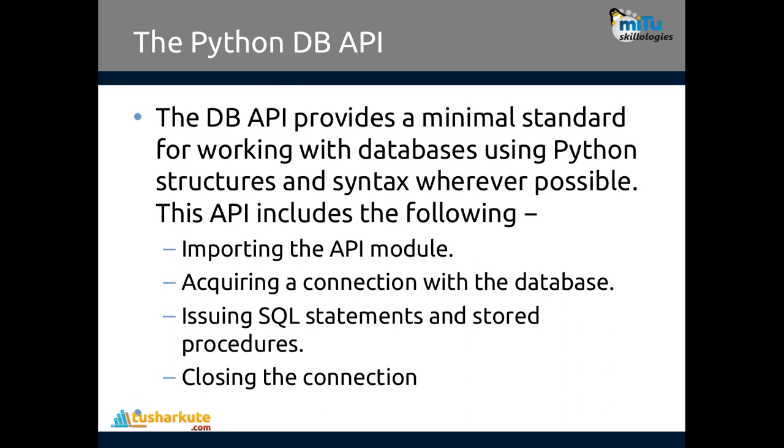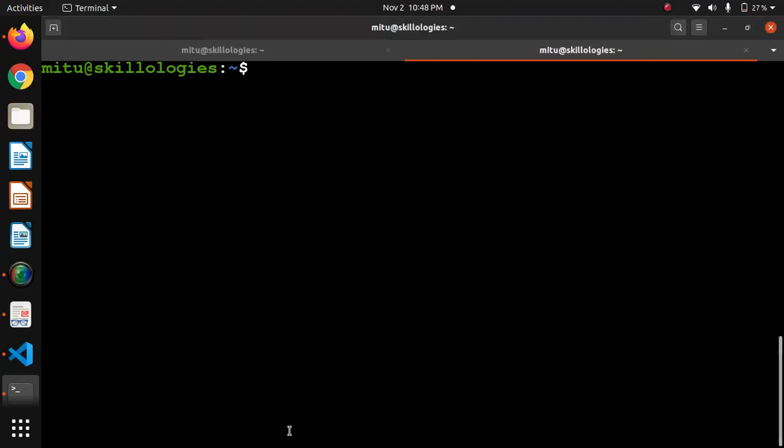So there are 4 steps that we can do to perform the operation: import the API module, acquire the connection, issue the SQL statement, and then close the connection. So these operations we can do with the help of the Python API.